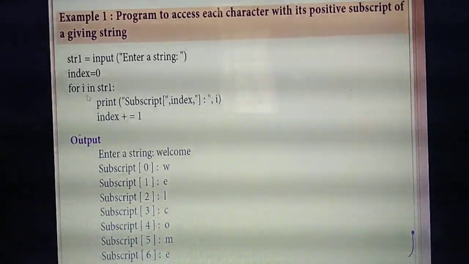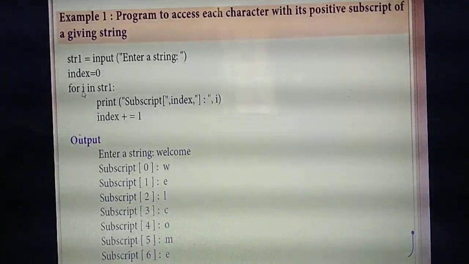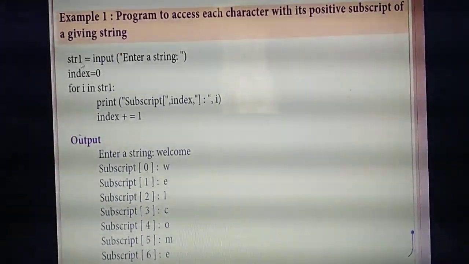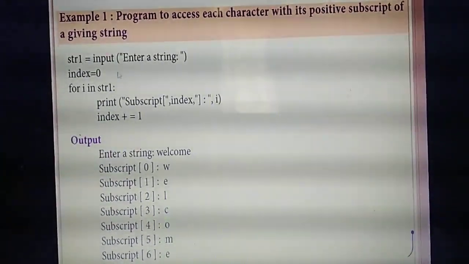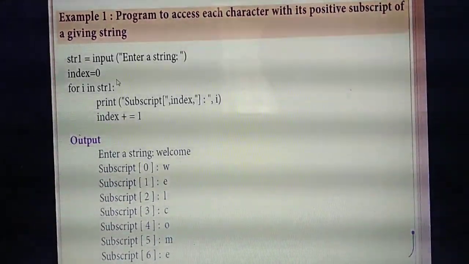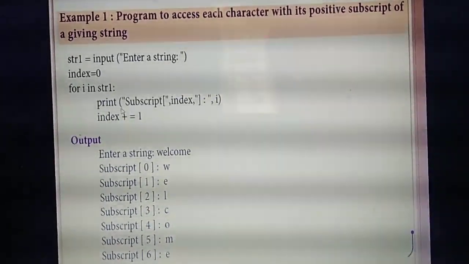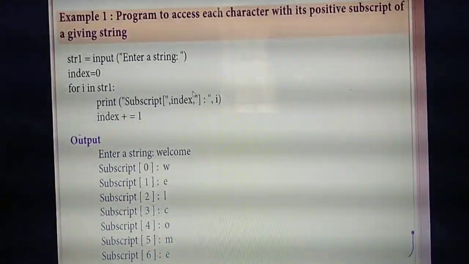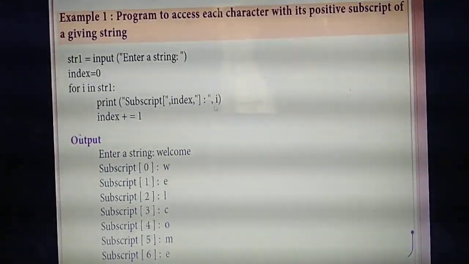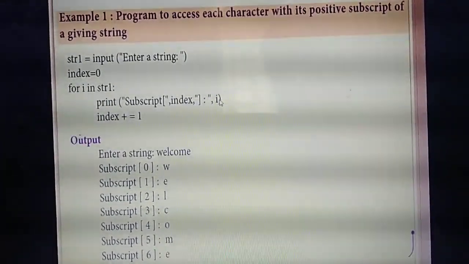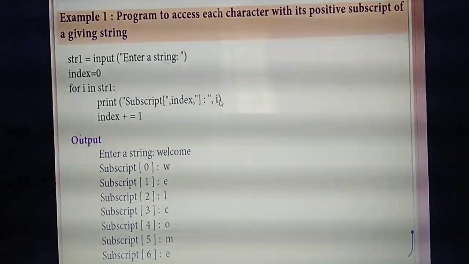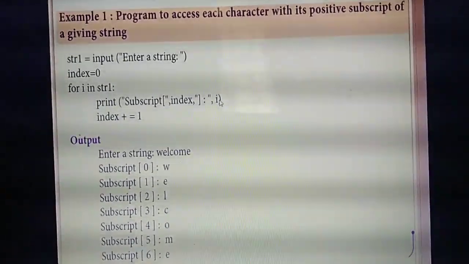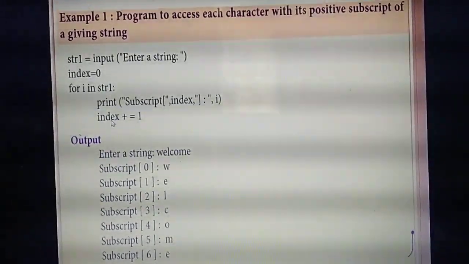Okay. Next, the index value you are assigning in a variable called I. So this index value you need to assign in the string. So you need to call the variable str1. Okay. So next you are going to print subscript of index. So for the index value, which variable do you need to call? I. And each time the index value needs to get incremented. So index plus equal to 1.